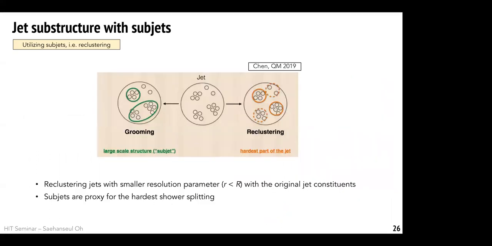The third method to measure this jet substructure is using subjets. I borrowed this from Chen's slide from Quark Matter. So this is our jet, and what grooming, such as SoftDrop, does is look at the large scale structure, so we just group based on two things. But reclustering basically means that we cluster these jets with a smaller jet radius, reclustering jets with a smaller resolution parameter with the original jet constituents. And these subjets, such as these two smaller circles here, are a proxy for the hardest shower splitting.